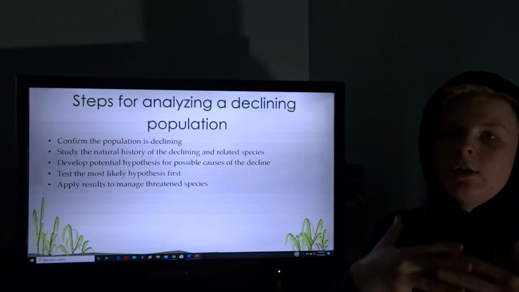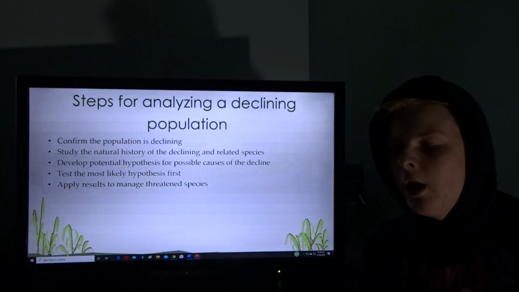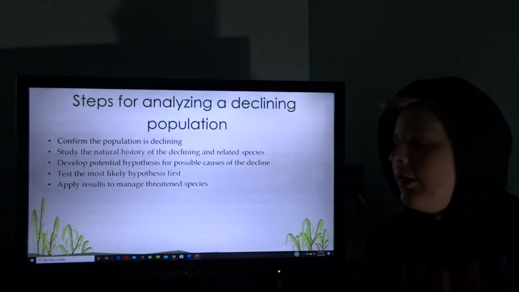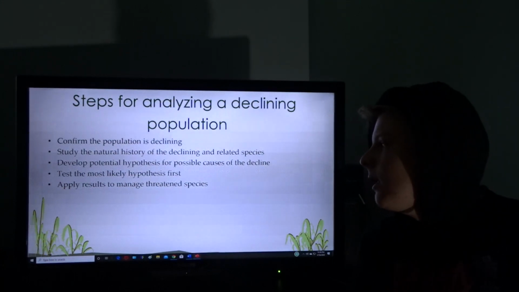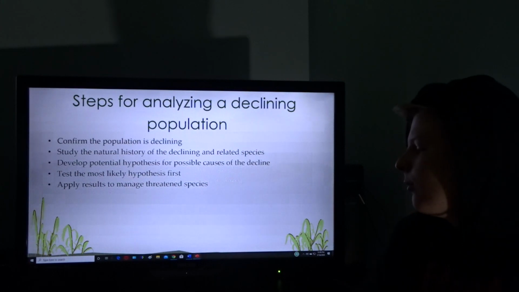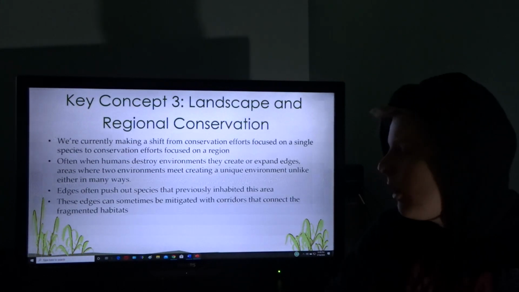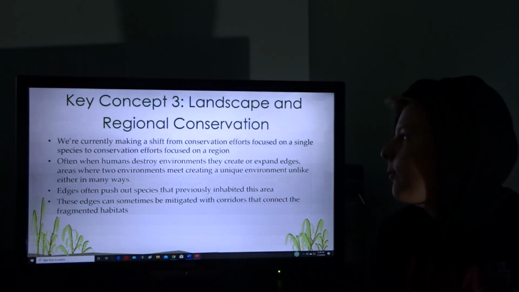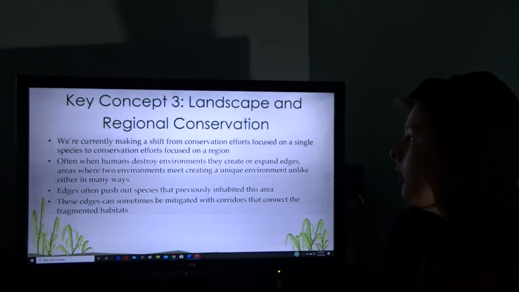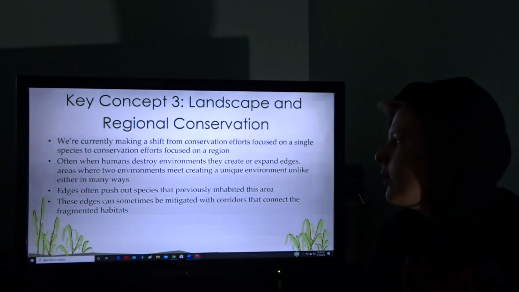And once they think that they have a hypothesis that's true, or they're pretty confident that they have a theory as to why this is happening, they'll actually start applying these results to help protect these threatened species. So the final key concept I'm going to cover before we move over to Charlie is key concept 3, which is landscape and regional conservation.